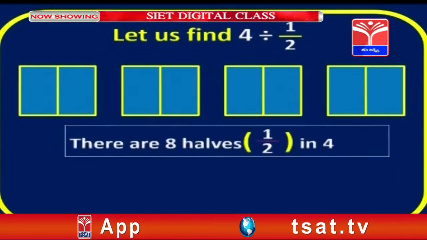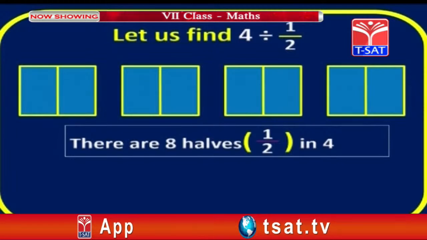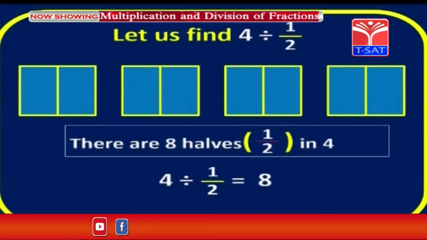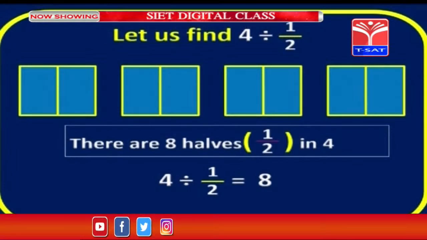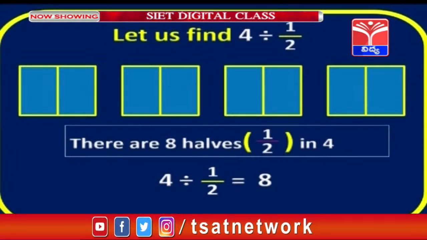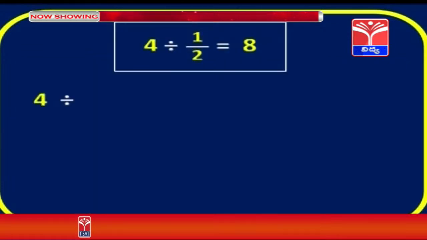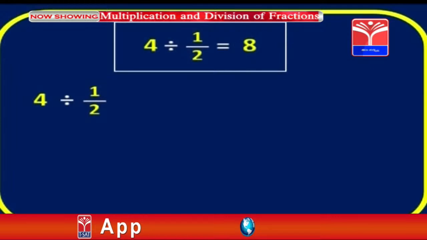We have 8. So what can we call? There are 8 halves in 4. So 4 divided by 1 by 2 can be taken as 8. So when 4 is divided by 1 by 2, I am getting 8. Now let us understand this with simplification.